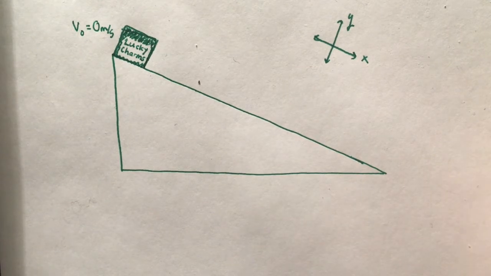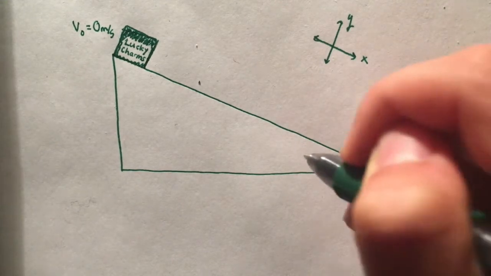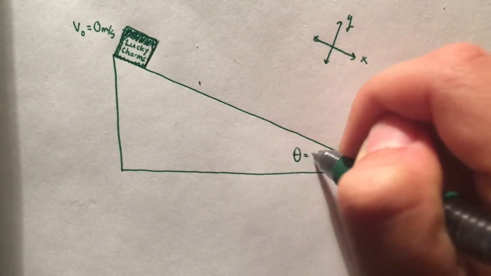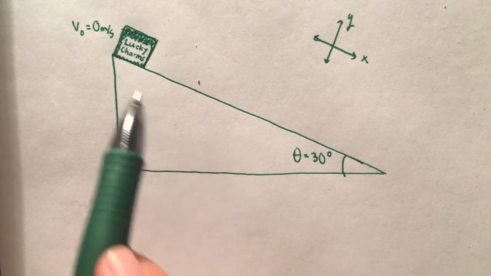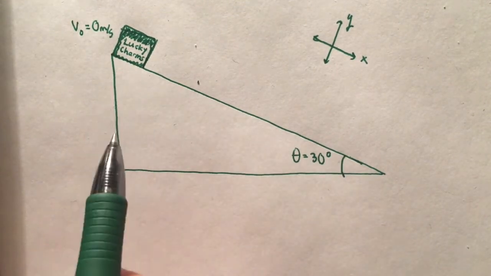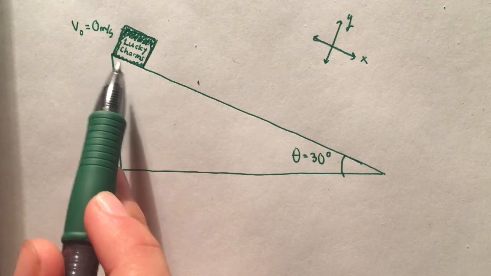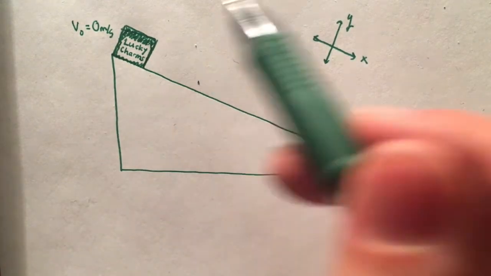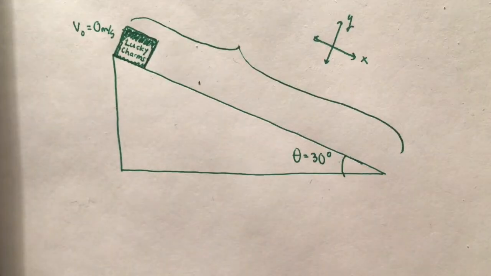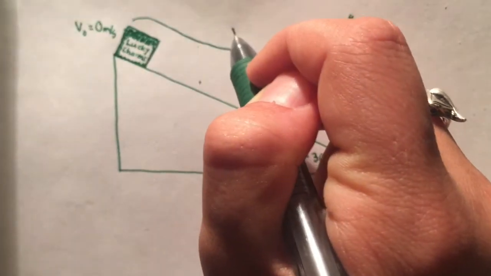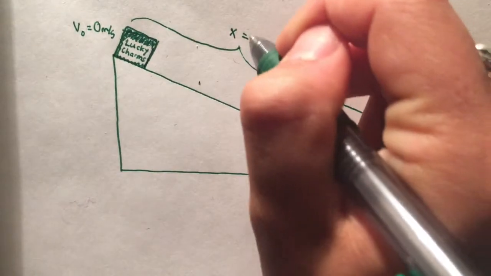We know that the ramp is angled at 30 degrees above the horizontal, so that means that this angle here, let's call it theta, is equal to 30 degrees. The length of the ramp is 1.5 meters, and when we're talking about the length of the ramp, we are talking about the longest side of the ramp, or the hypotenuse, the side that the box slides down. So that entire length, I'm going to call it x, is equal to 1.5 meters.